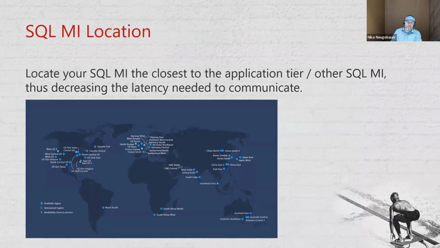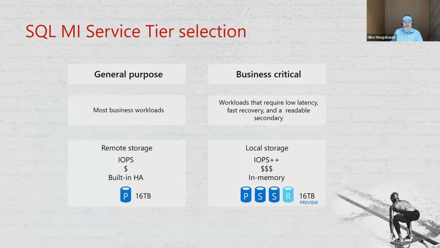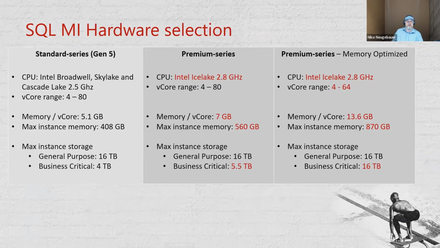Use the selection of the location, which of course affects the cost, as I mentioned previously, but it affects your performance. In which way? Latency. The tier selection, right? Do you need a general purpose with a remote storage? Do you need a local storage? Do you need this or that? Do you need a readable replica? That's business critical, a tough decision. The hardware, the premium series and premium series memory optimized hardware is a couple of hardware generations in front of the standard series. A couple, and they're incredibly fast.